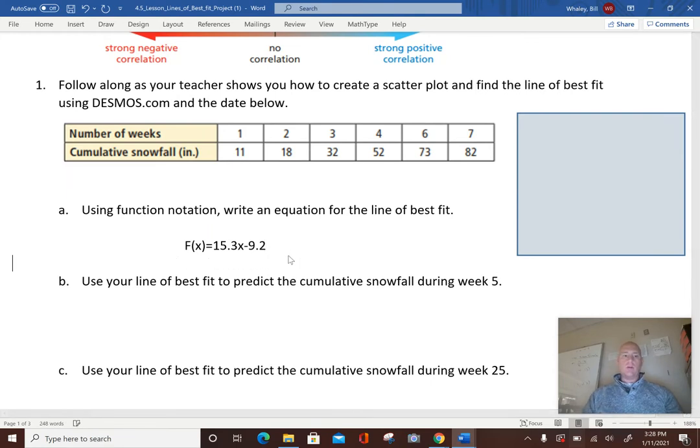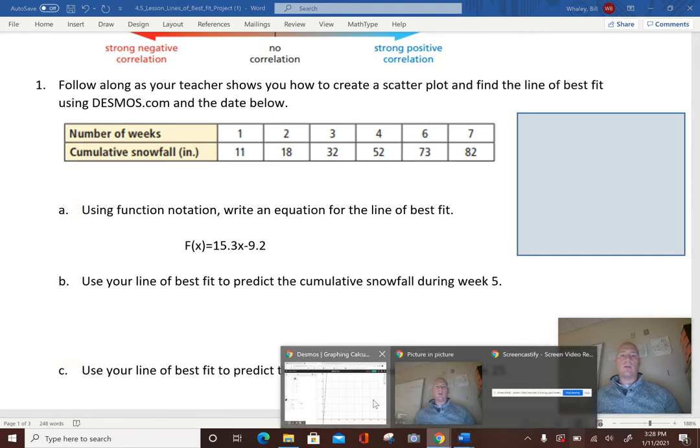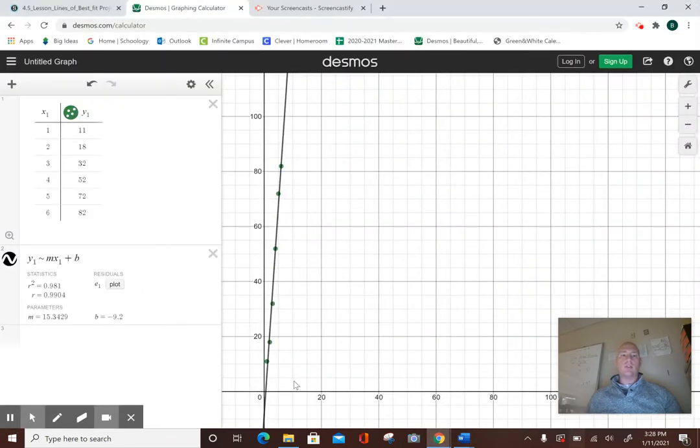So now we want to use our line of best fit to predict the cumulative snowfall in week 5. See how we don't have any information up here for week 5? What we can do is use our line. So now let's go back to our line, and we can zoom in a little bit if we want, or we can just follow it. We want where x is 5. So we can do a couple different things. You can just follow your graph, 2, 3, 4, find where x is 5.